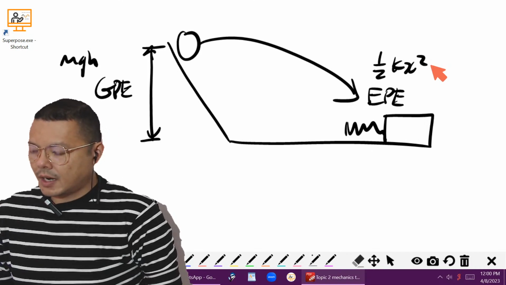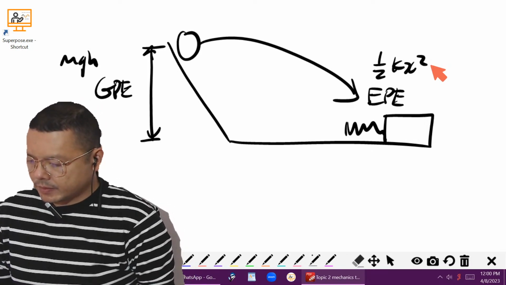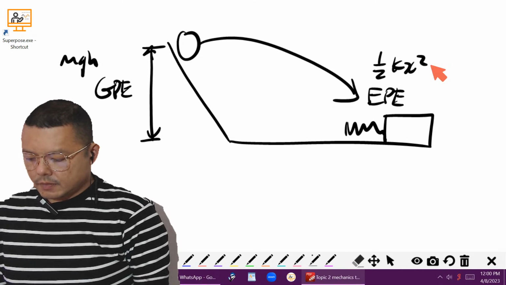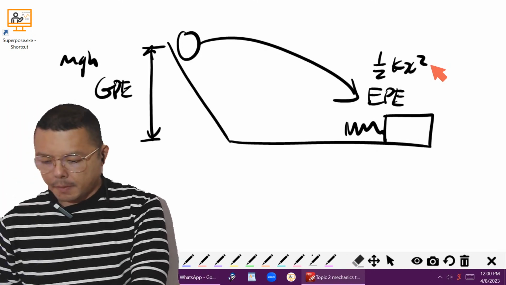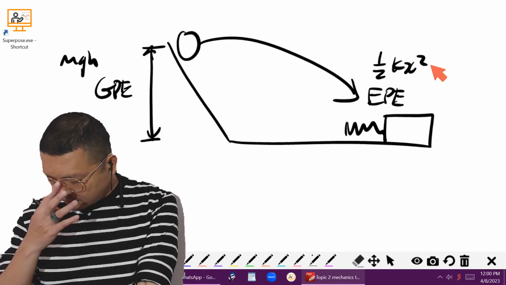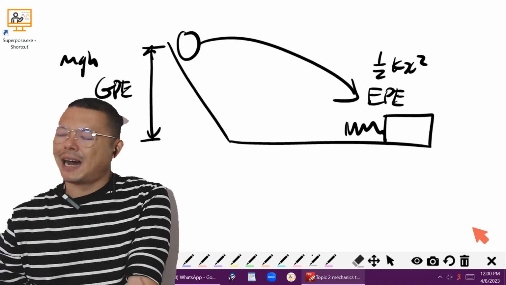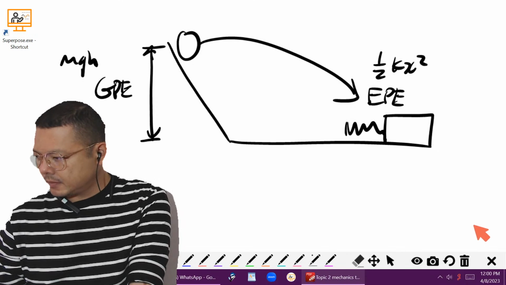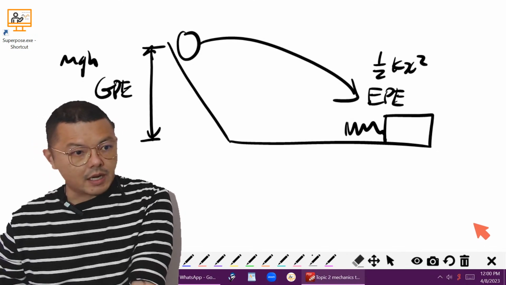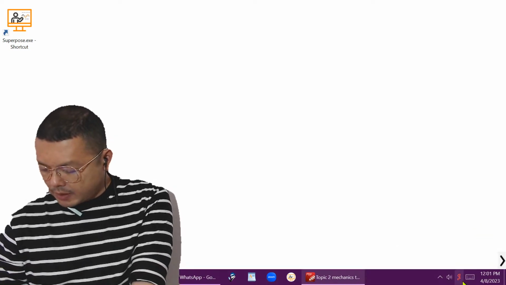Okay, let's do the car thing now. Oh, but before I do the car thing, let's understand what's power. Okay, so I close this now. Right, power. What's power? Definition of power.